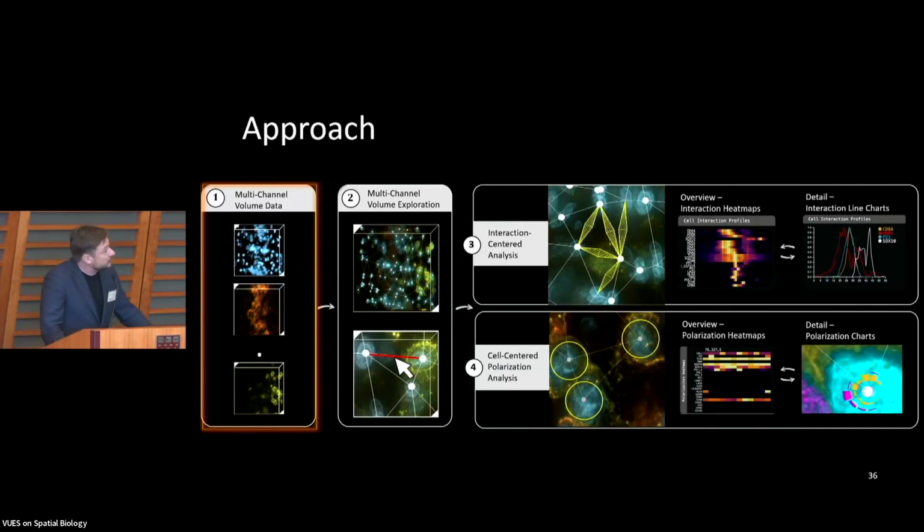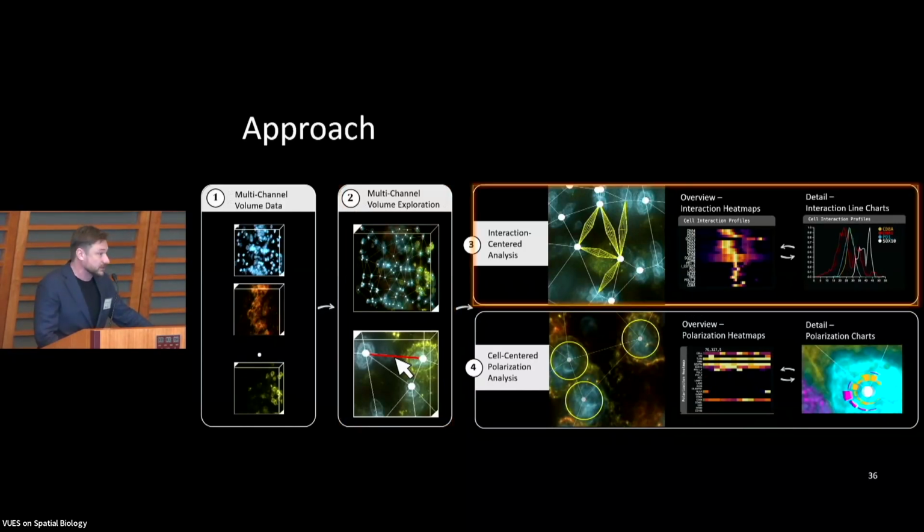Okay, so we have a kind of pipeline here. We have the multi-volume channel data. First of all, we construct a graph, and the user can then explore this and also make slight adjustments to the graph. And then we have two things. First of all, the interaction analysis, where we focus on what's going on in terms of the protein expressions between cells. And then we have the polarization analysis.